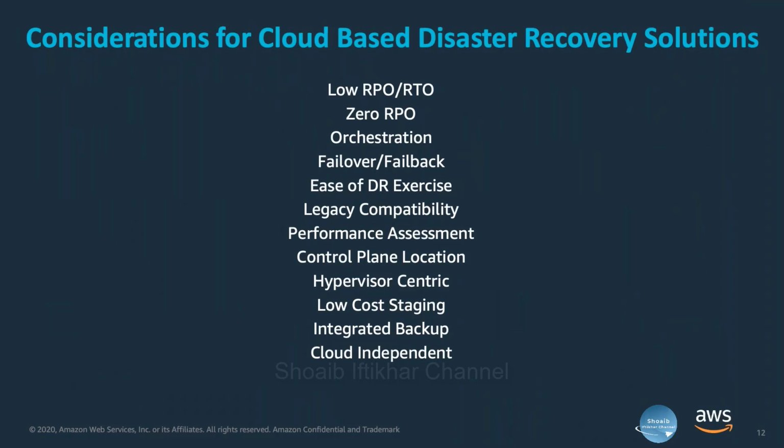And this applies very generally. You want to consider what applications need low RPO and RTO, because those will be the most difficult. And you want to consider if any zero RPO solutions are needed. Also, you want to consider what type of orchestration your disaster recovery plan has. Failover and, of course, failback is important when the disaster is over. The ease of a DR exercise.